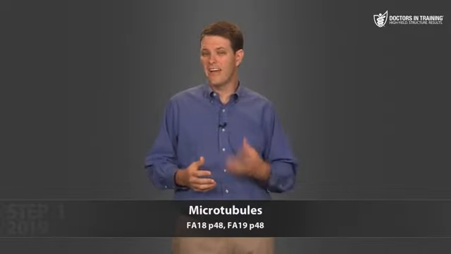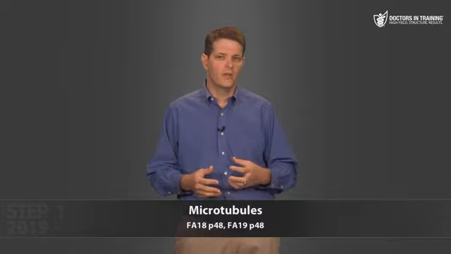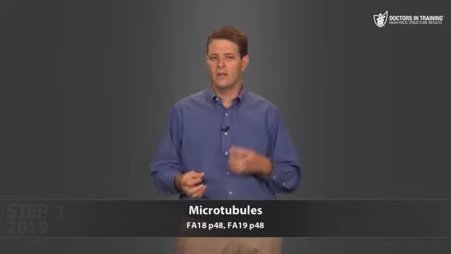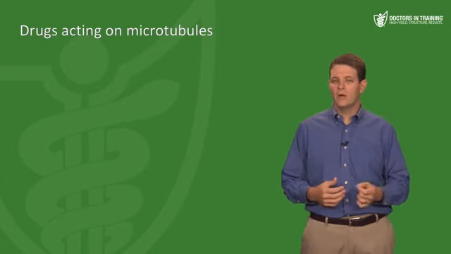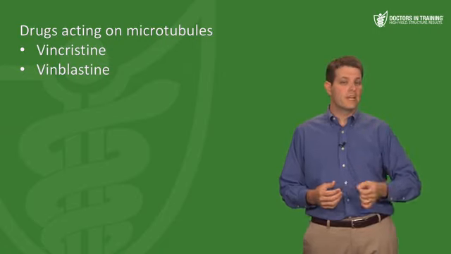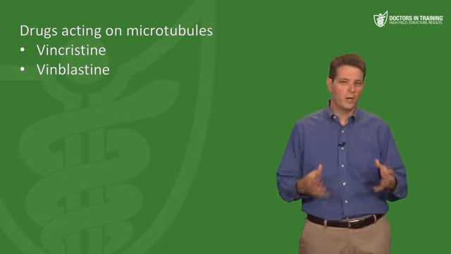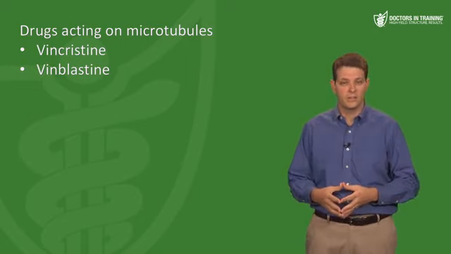So what drugs act on microtubules? Well, the first group are cancer drugs, and there are two groups of cancer drugs that act on microtubules: vinca alkaloids and taxanes. The vinca alkaloids are vincristine and vinblastine, and they work by blocking the polymerization of microtubules. They prevent the microtubules from growing. And we're going to talk about that at the very end of the course in the oncology section.